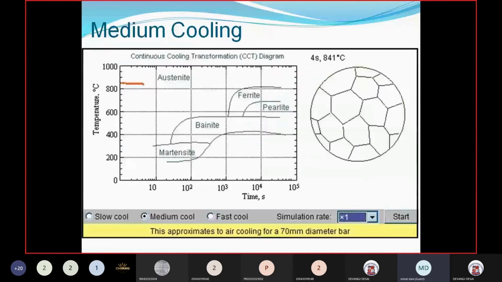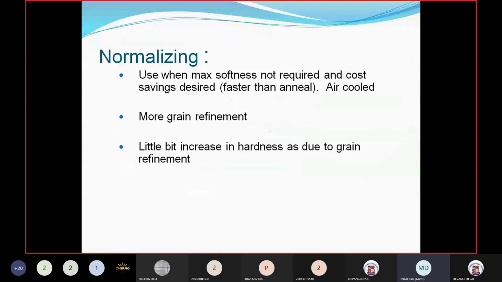Now for normalizing, you have to perform the treatment the same way: same temperature, same holding time, but you just have to take out the sample in the atmospheric condition. So you are doing the air cooling.